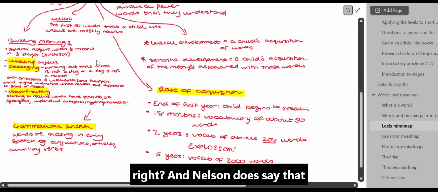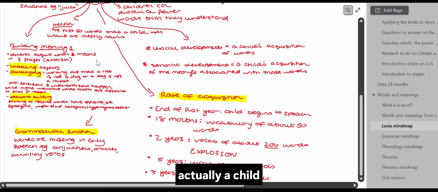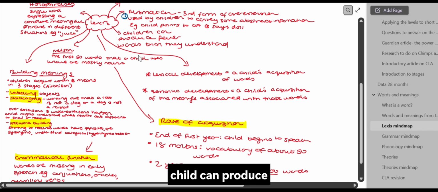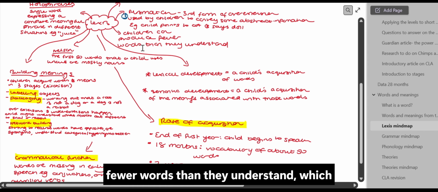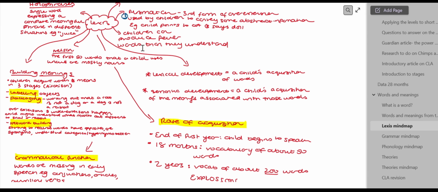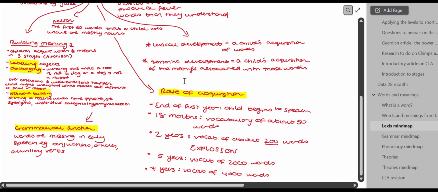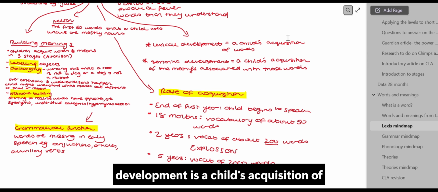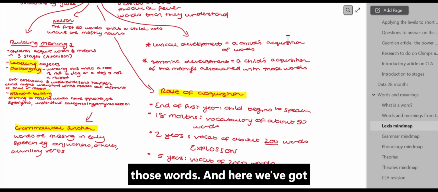Nelson does say that actually a child knows a lot more words than they are able to actually say. So a child can produce fewer words than they understand, which means that in their mind they know a lot more words, but they're not able to necessarily physically pronounce all of those words. But in their mind, they're able to understand more words than they can form. And so lexical development is a child's acquisition of words, whereas semantic development is a child's acquisition of the meanings that are associated with those words.